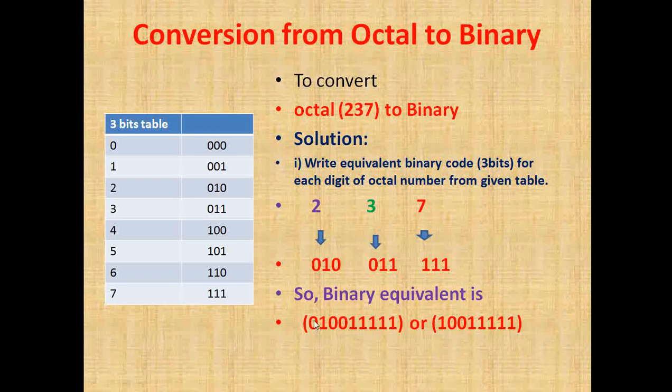Since this is a leading zero, as with a decimal number the leading zero has no effect, so we can leave out the leading zeros. Similarly, we can leave out any leading zero from this binary number, so it can also be written as 1 0 0 1 1 1 1. So this is how we can perform conversion from binary to octal and from octal to binary.